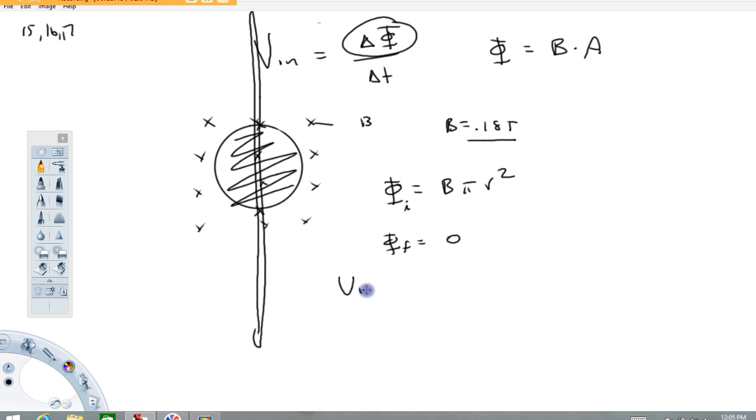So for the induced voltage, we take our change in flux, that's this value, and then divide by the change in time, which was given in the problem. That should be enough to calculate a voltage there. Again, conceptually, it's important to realize anytime you change a magnetic flux, you're going to create a voltage.